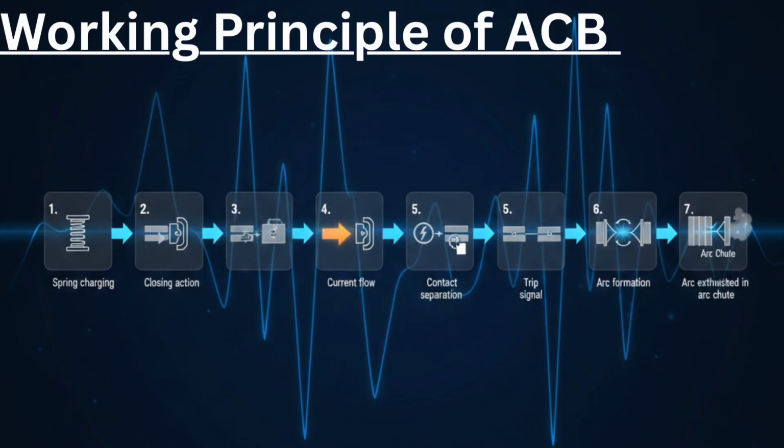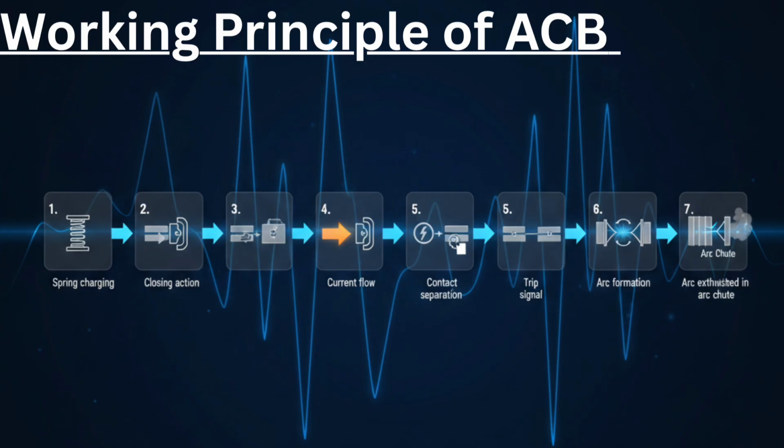Working principle of ACB. Now let us understand the step-by-step operation. Step 1. Spring charging, either manually or motorized. The closing spring is charged. Step 2. Closing command. When the close button is pressed, stored energy releases. Step 3. Contacts close, the moving contact connects to the fixed contact, allowing current flow. Step 4. Normal operation, current flows safely through the breaker. Step 5. Fault occurs, the protection system detects overload or a short circuit. Step 6. Trip signal, the trip coil activates. Step 7. Contact separation, the trip latch releases and contacts separate instantly.